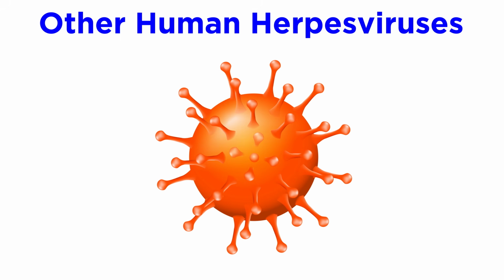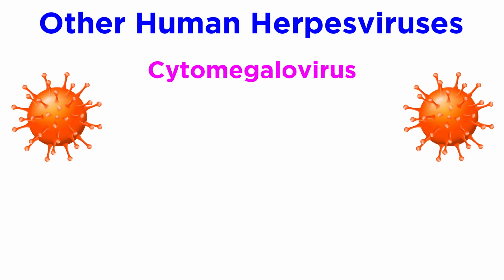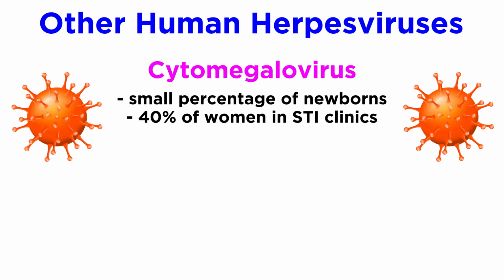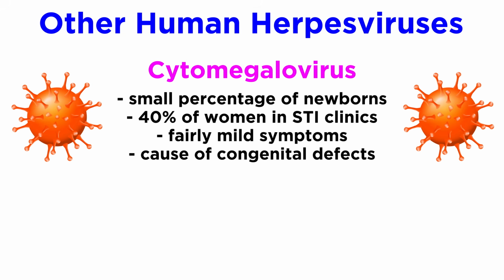As far as the rest of the human herpes viruses, there are a few more that cause clinically relevant diseases in humans. Cytomegalovirus, for instance, is a common human pathogen that infects a small percentage of newborns and about 40% of women that visit clinics for STIs. Symptoms are typically mild, but this virus is the most common cause of congenital defects.